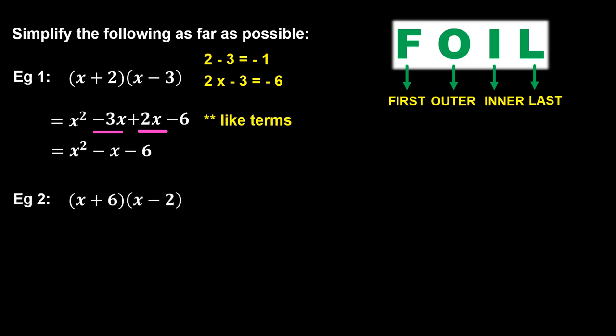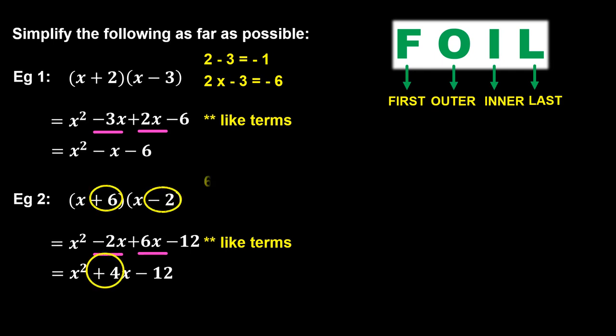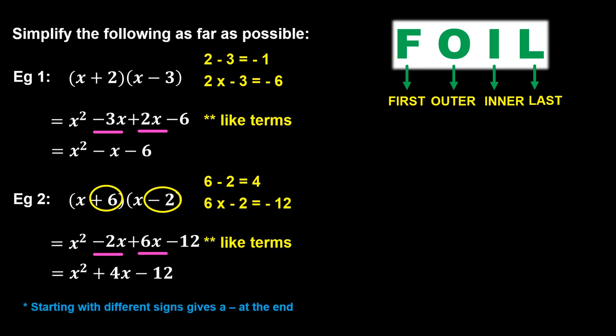Let's try one more. If we've got x plus 6 and x minus 2 and we FOIL them, we end up with x squared minus 2x plus 6x minus 12. And now those like terms, minus 2x plus 6x is 4x. So let's see, how can we use 6 and minus 2 to get 4? Well, if I subtract them, 6 minus 2 will give me 4. And if I multiply 6 and minus 2, I will end up with minus 12. So those numbers still have something to do with the numbers I end up with in the trinomial.